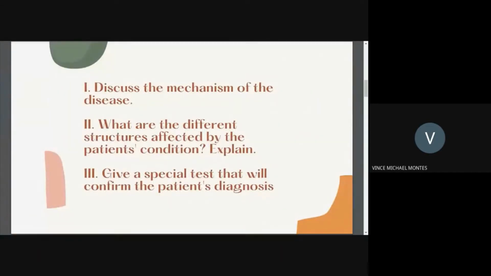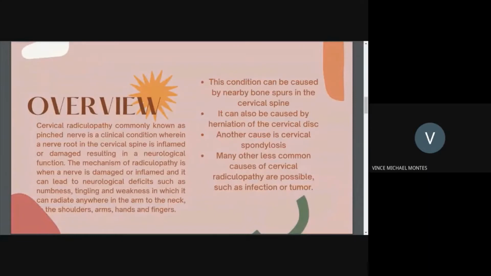the following. Discuss the mechanism of the disease. Next, what are the different structures affected with the patient's condition? Next, give a special test that would confirm the patient's diagnosis. To start with the discussion, we will elaborate the mechanism of the disease.